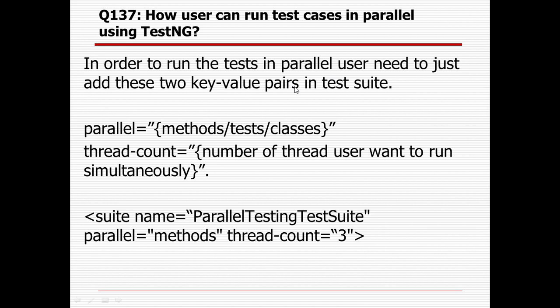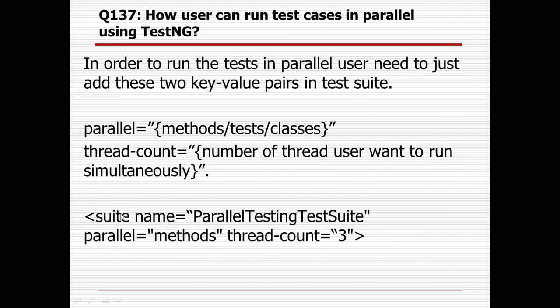How can a user run test cases in parallel using TestNG? So we need to use two important things. One is parallel, where you provide either methods, tests or classes, and you need to use the thread count, right? So in order to run the tests in parallel, the user needs to just add these two attribute-value pairs in the test suite. One is parallel, where we pass either methods, tests or classes, and the other is the thread count, the number of threads you want to run simultaneously.